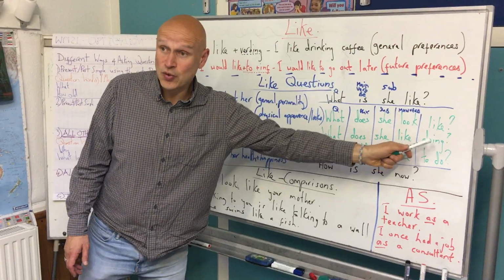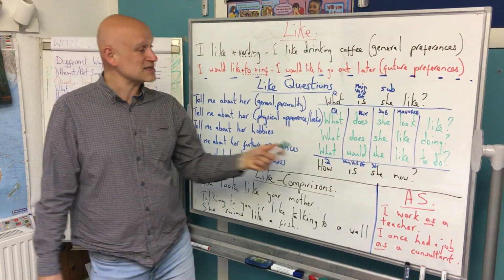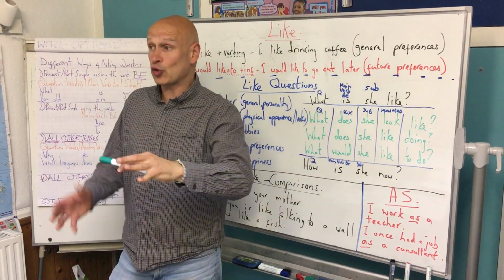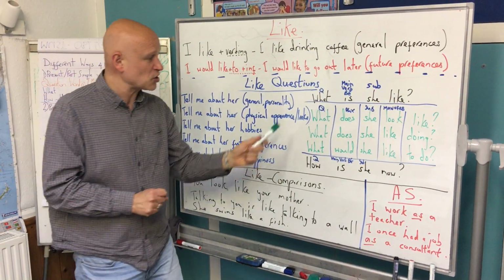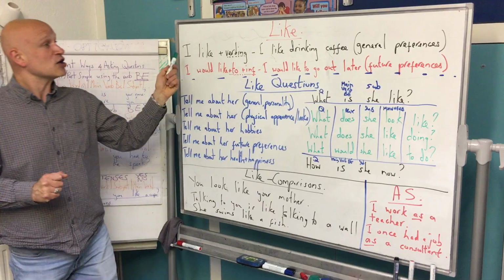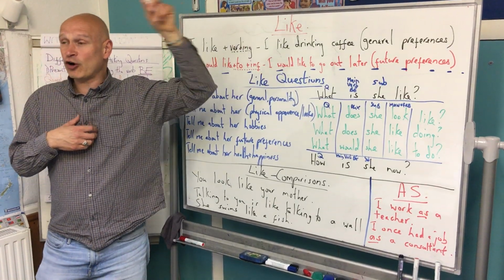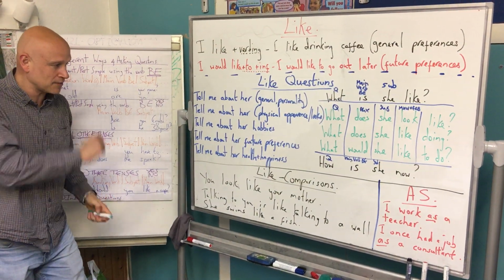There's the question. Notice how in the book it doesn't say what does she like to do, although that's correct. It just has this standard default. What does she like doing? She likes going to the beach. I like drinking coffee. Try to remember that if you can.